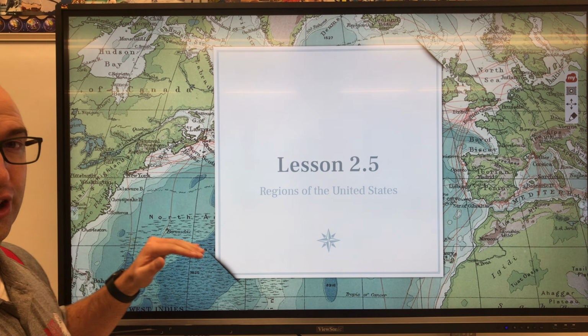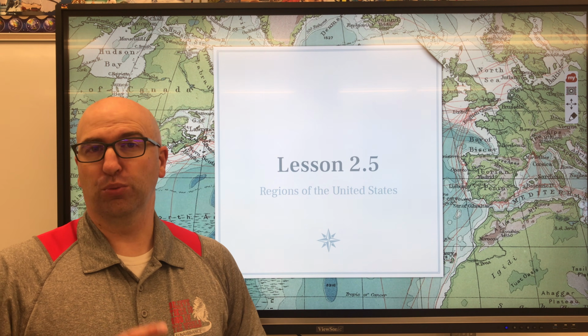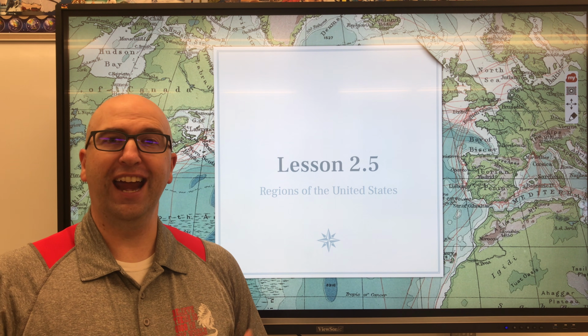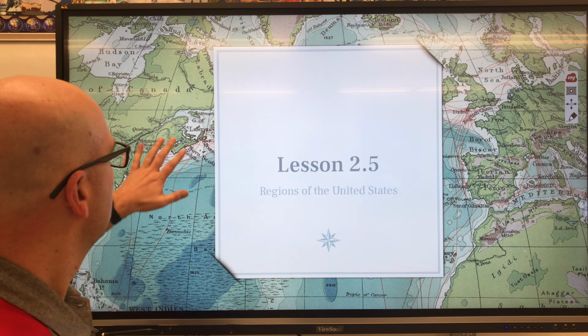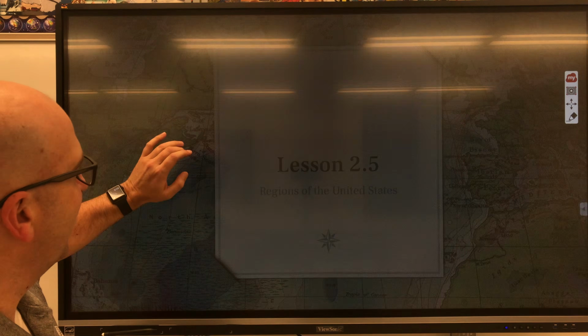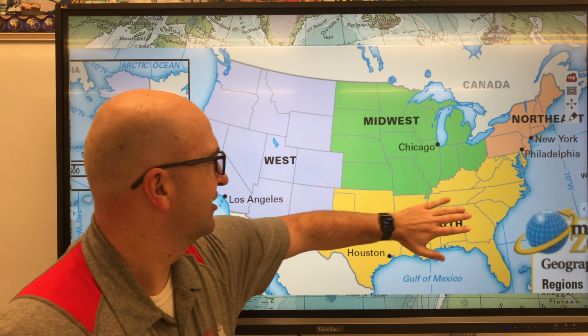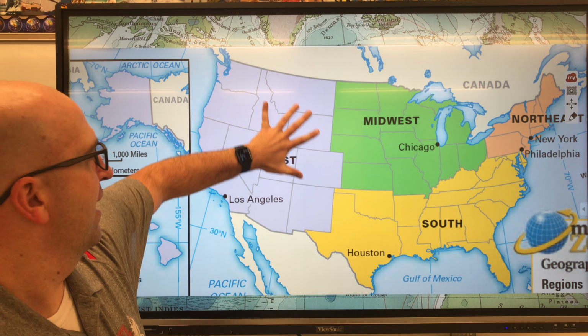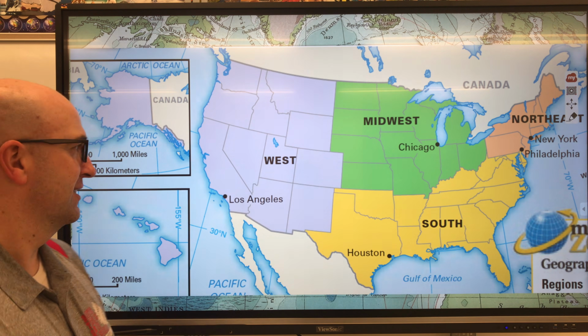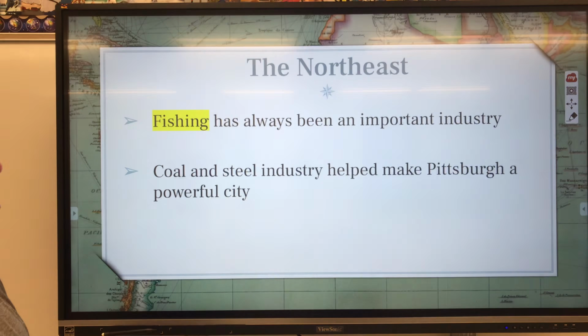So earlier in the year, we had said what regions are. Regions are areas with something in common. So we're going to break the United States down into 4 different regions: the Northeast, the South, the Midwest, and the big area of the West. Let's start with the Northeast.